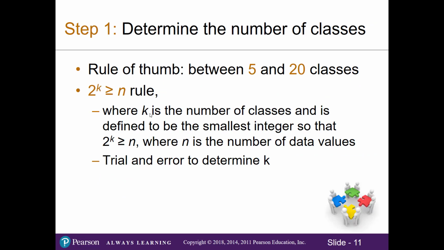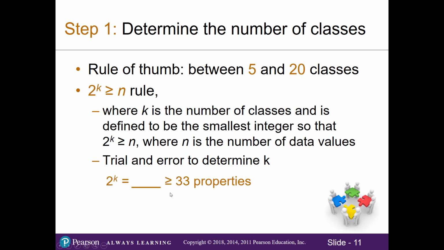So the first thing we have to do is to determine how many classes to set up. The general rule of thumb is to have somewhere between 5 and 20 classes. Then we follow the 2^k ≥ n rule, where k represents the number of classes, and we want the smallest possible number that satisfies this rule. We'll just have to plug in some numbers by trial and error to find the best option.